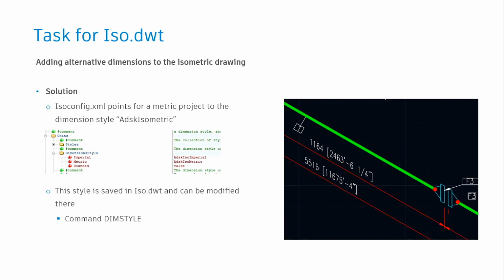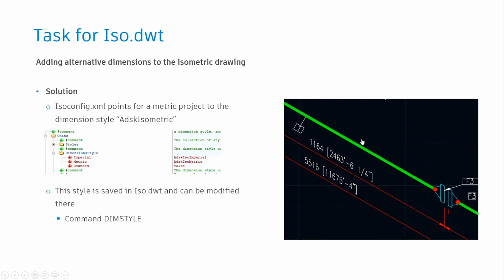Let us do another task: adding an alternative dimension to the isometric drawing. By default, you will see in a metric project just the metric units, numbers of a dimension in metric style. We want to add now additionally the dimensions in architectural style.